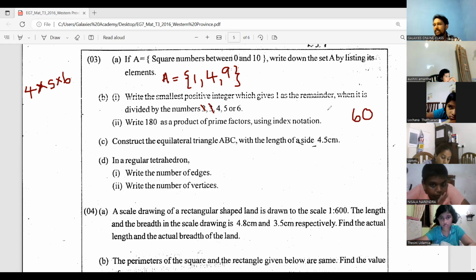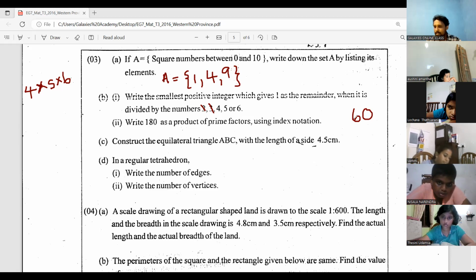If you take 30, divisible by 2, divisible by 3, divisible by 5, divisible by 6, but not divisible by 4. 60 is divisible by 2, it is correct. Divisible by 3, also it is correct. Divisible by 4, 4 times 15, no? 5 times 12, also divisible by 5.